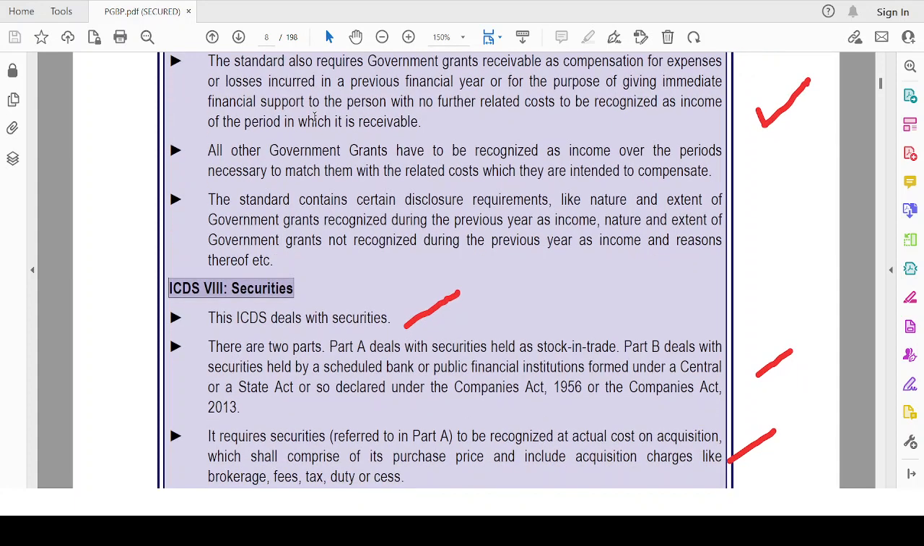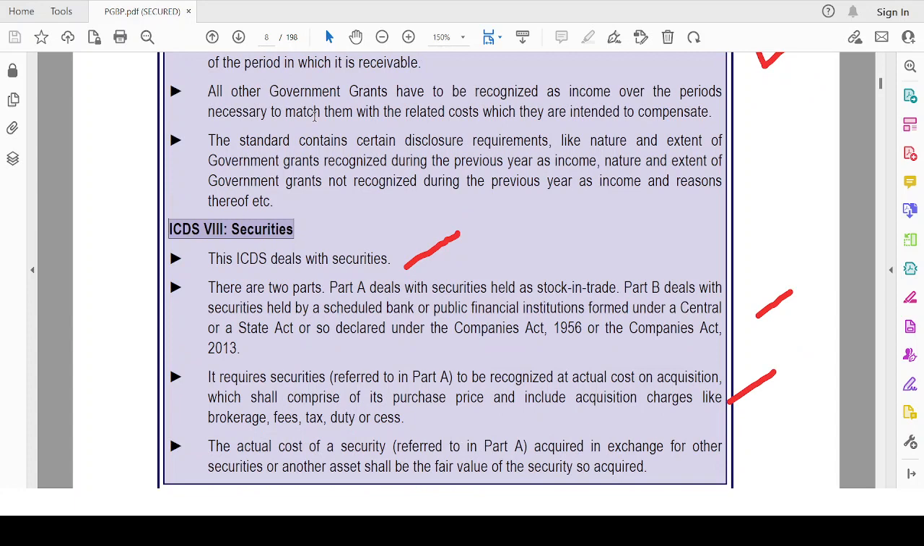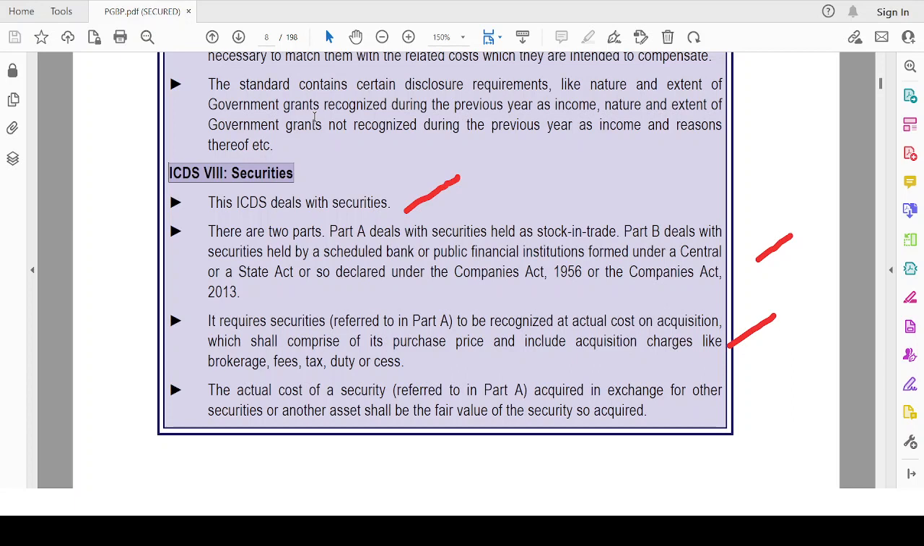Any other government grants have to be recognized as income over the periods necessary to match them with the related costs which they are intended to compensate. The standard's disclosure requirements: nature and extent of government grants recognized during the previous year as income, and nature and extent of government grants not recognized during the previous year as income and the reasons thereof.